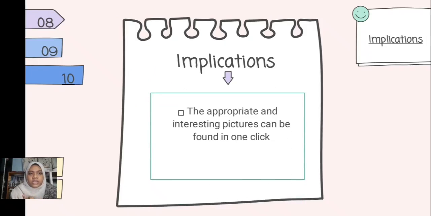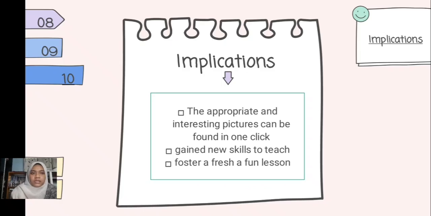the appropriate and interesting pictures can be found in one click. It's very easy, and also that as teachers we can gain new skills to teach using the pictures, and that fosters fresh and fun lessons.